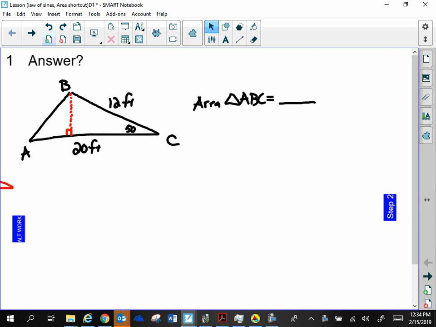Okay, but here we go, law of sines, and I'm going to teach you how to find the area of a triangle. First I'm going to do it the long way, and then I'll show you a shortcut.